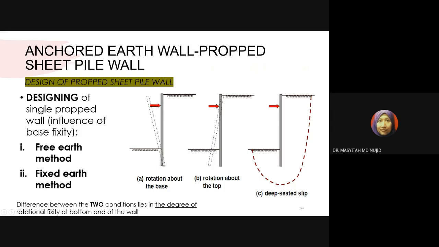So look at the bottom of the wall, and how the passive force, or sorry, how this prop force may act on the wall here. That's why it says that it is influenced by the base fixity. So it occurs due to the moment.